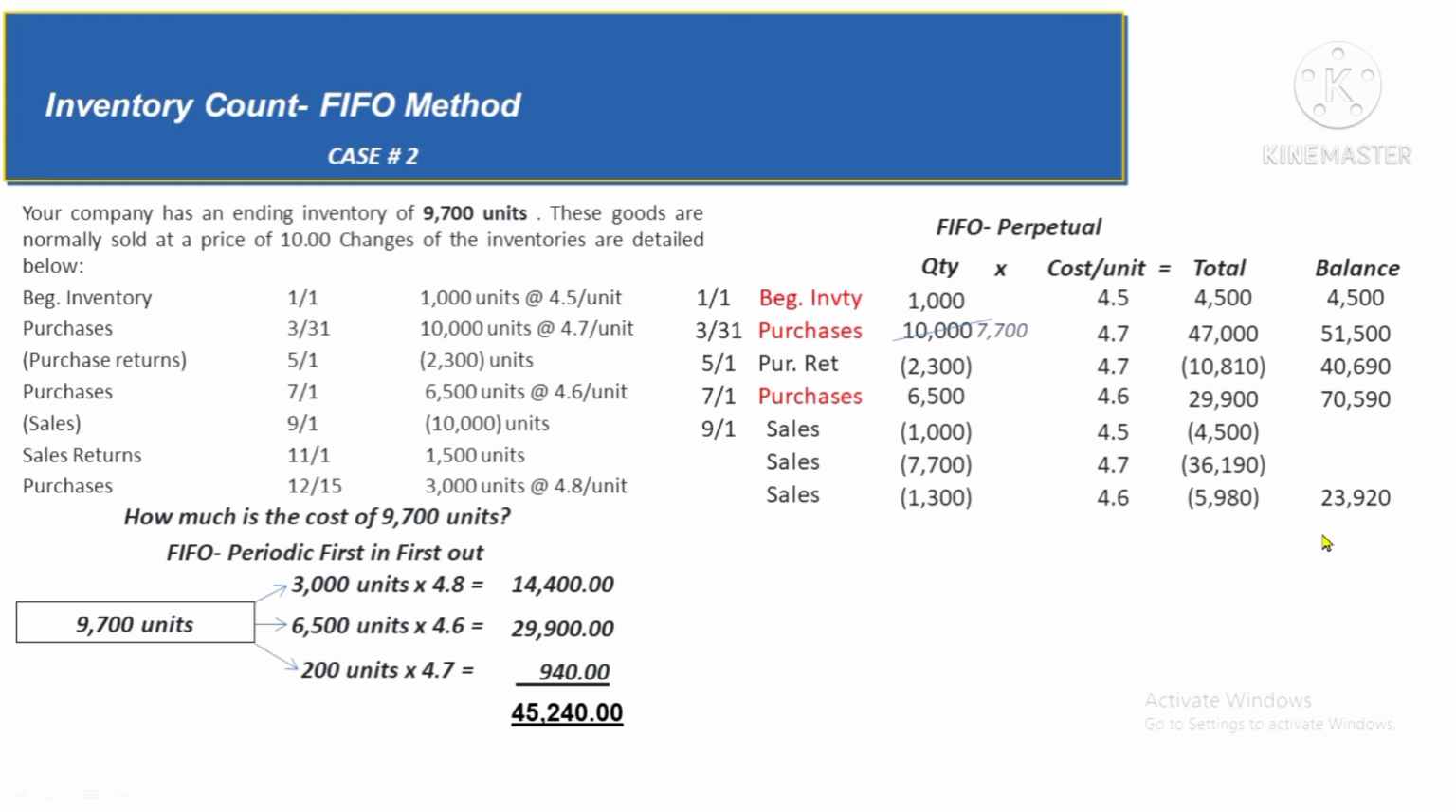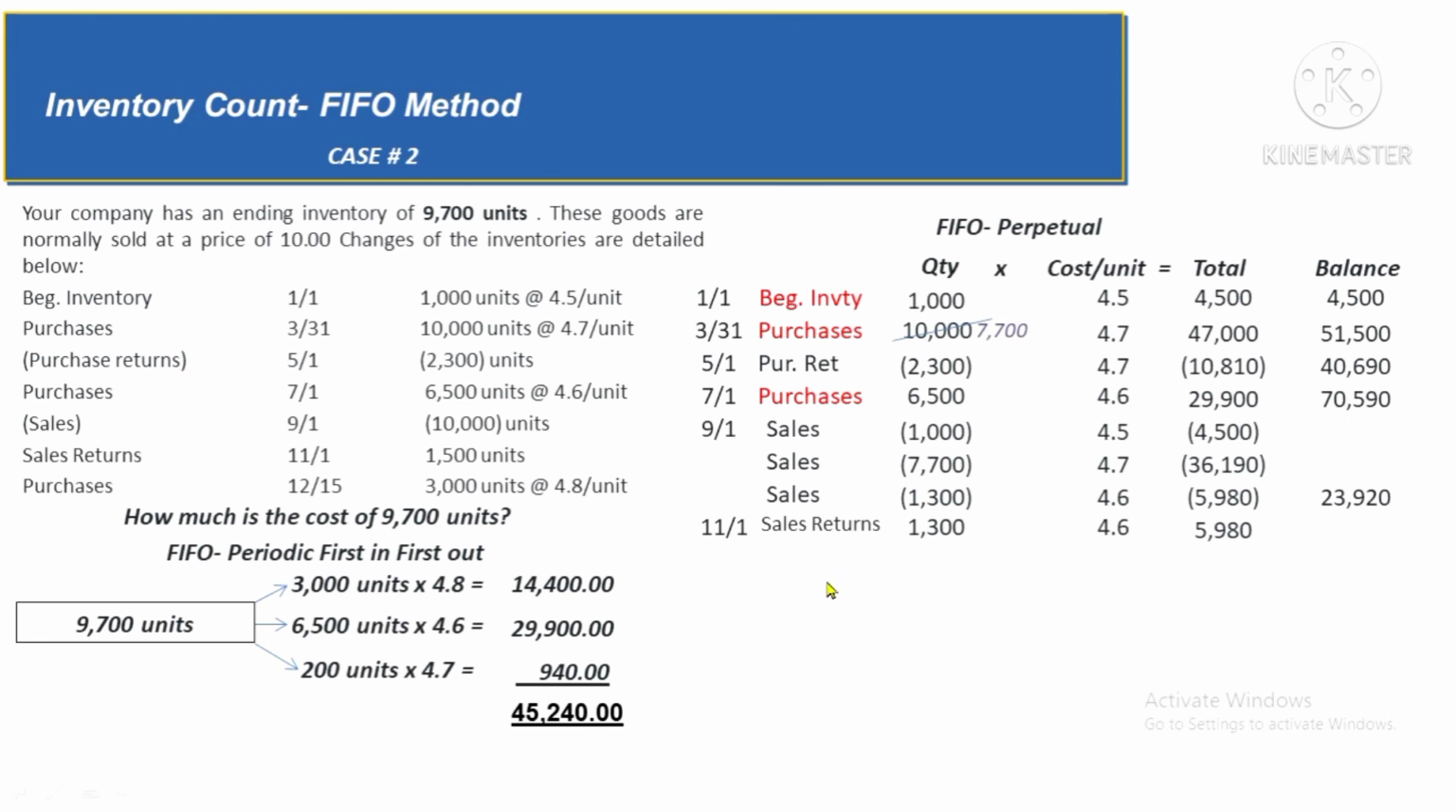Next is on 11/1, your customers returned 1,500 units. So we have again the units. The problem again is the cost of those sales returns. The assumption is similar with the purchase returns. The cost for this should come from the latest sales. So meaning the latest sales is 1,300 at 4.6. So we need to put it right here. The sales returns of 1,300 times 4.6 is 5,980.